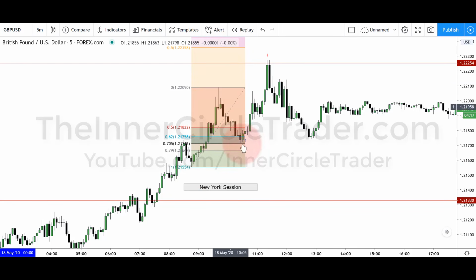Okay, this is our dealing range. The projection never even got to 0.50. You don't need it to. Remember, the fib is just a ballpark figure. Markets don't move on fibs. That's not what it is.